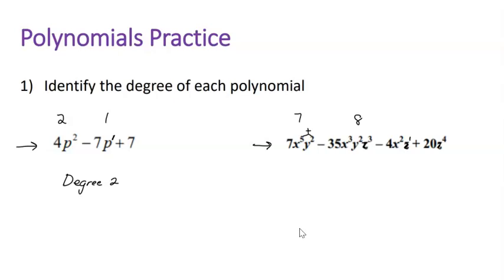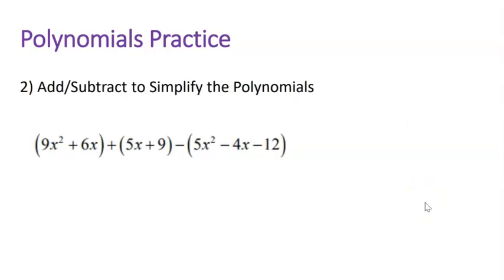Third term, remember that the z here is to the first degree, so that's a degree 3. And the last term, z is to the power of 4, that's a degree 4. So we can see that the second term is a degree of 8, therefore the entire polynomial is a degree 8 polynomial. For our second type of question, we're going to add and subtract to simplify the polynomials.